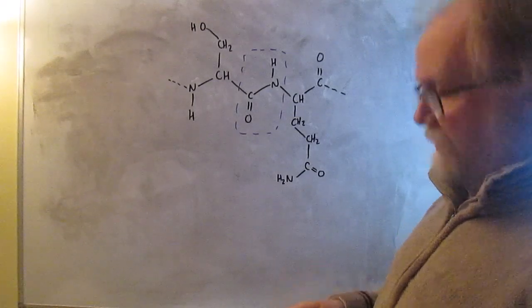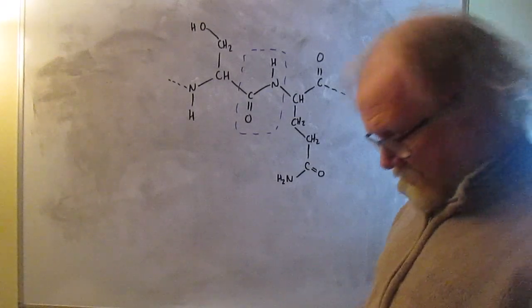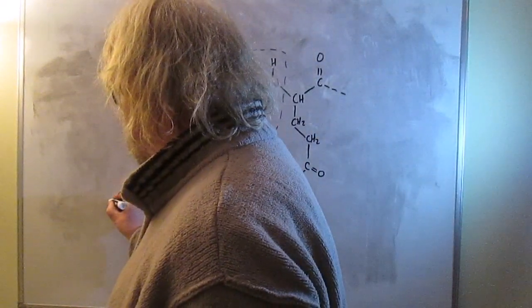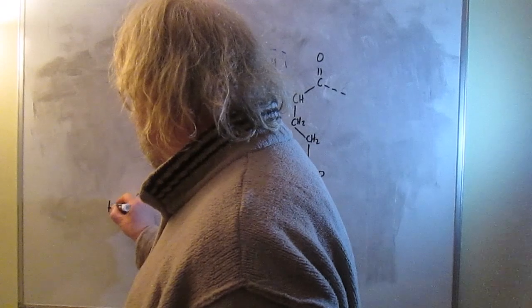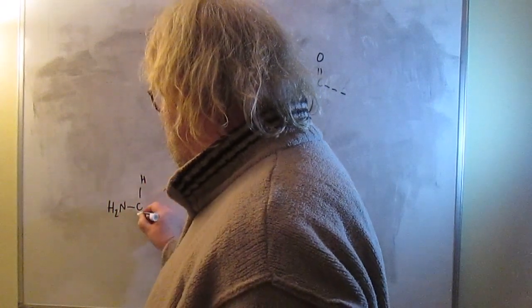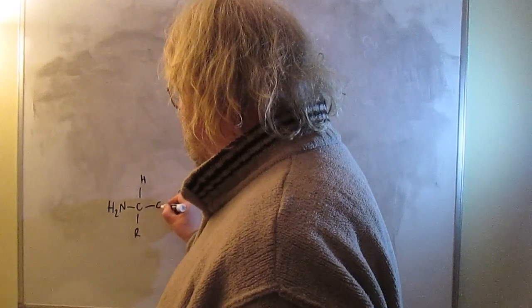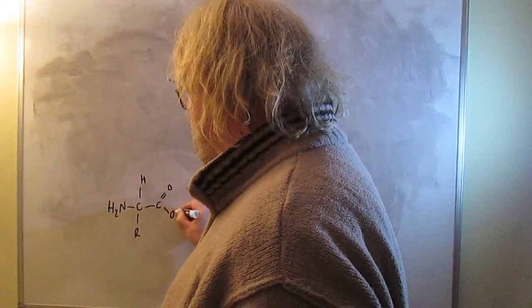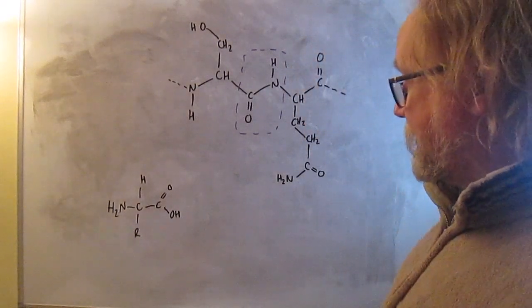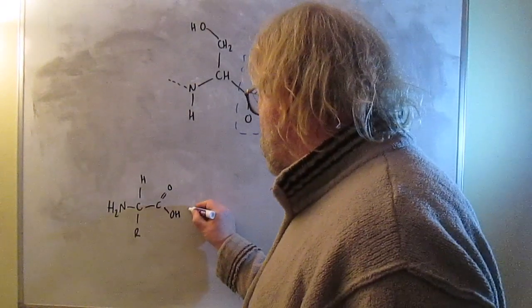And that's what proteins are. They are polymers of alpha amino acids. So let's just kind of remind you of how that works. So if you have a pair of alpha amino acids like this, so we have H and R and COOH. Okay, so there's one. And then you have another one here.